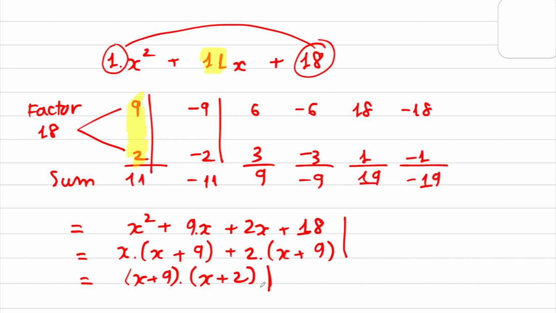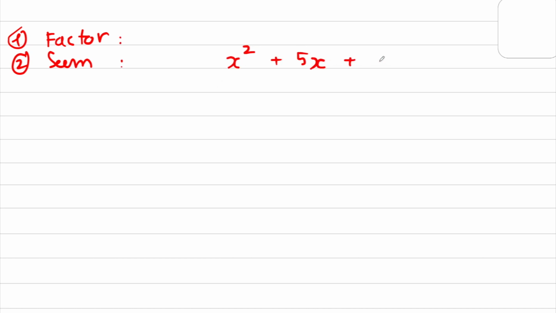Another example using this method. And before I work on that, I will tell you about two steps. The first one is factor, and the second one you need to focus on is the sum. Okay, so the next example, you have x squared plus 5x, and then here is 4. So focus on factor. Take the product of the first number and the last number. 1 times 4, you get 4 here, and the second number is 5.